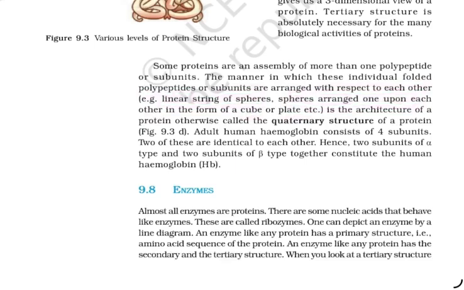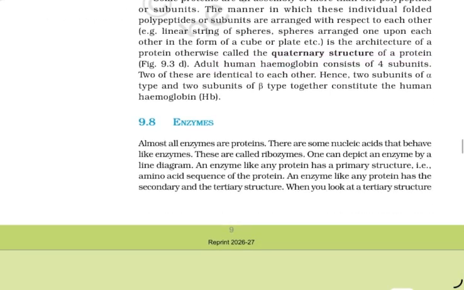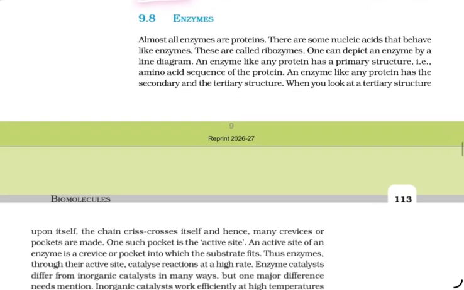This is the architecture of a protein, otherwise called the quaternary structure of a protein. The adult human hemoglobin consists of 4 subunits, and 2 of these are identical to each other. The 2 subunits of alpha type and 2 subunits of beta type together constitute the human hemoglobin, Hb.